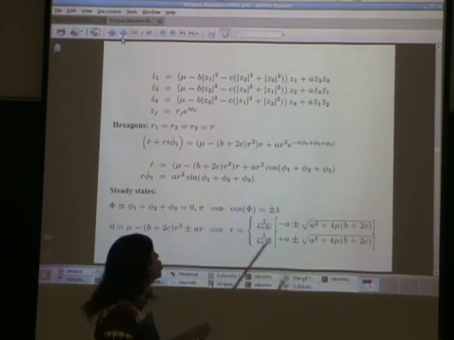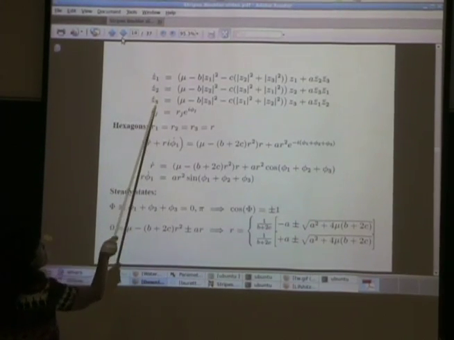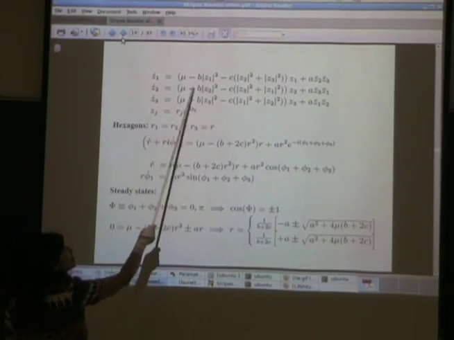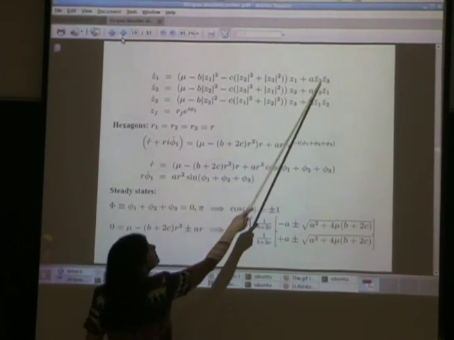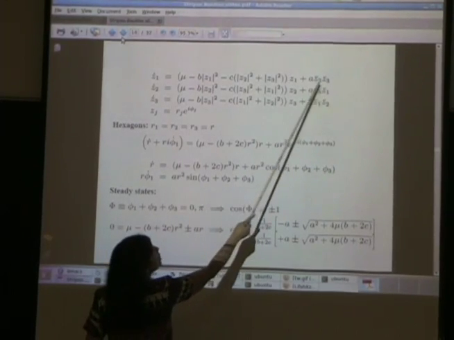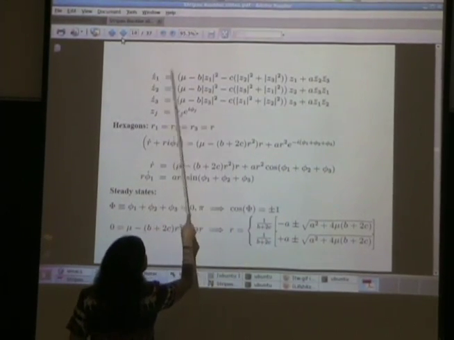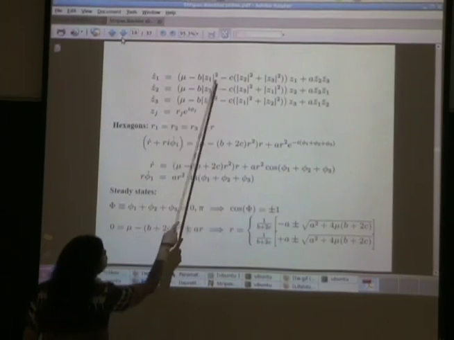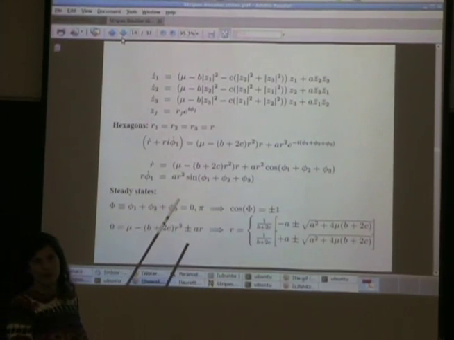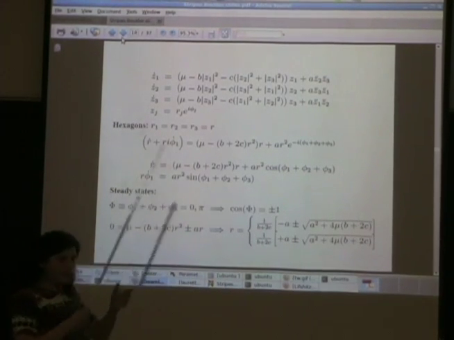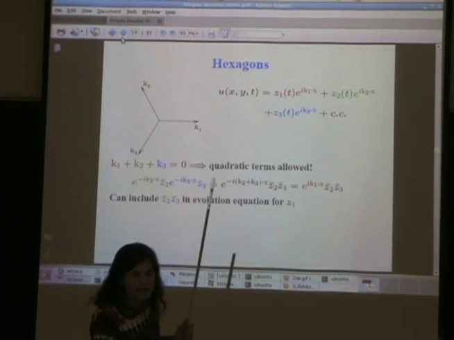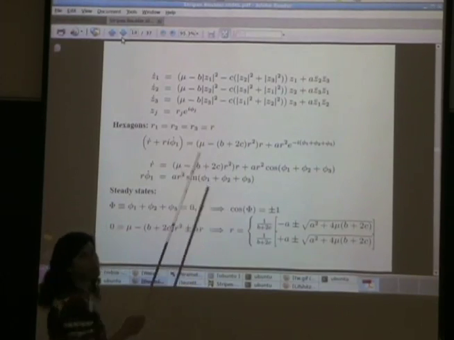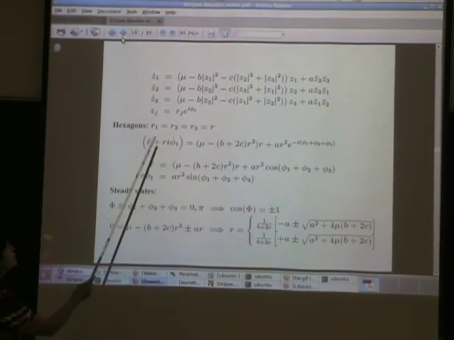So our equations for z1, z2, z3 are all permutations of each other, there's symmetry between 1, 2, and 3. But each one gets to have the quadratic term, which involves the other two guys: z2, z3 in the z1 equation, z3, z1 in the z2 equation. Okay, so from this picture with the vectors, we then get this algebra that allows the quadratic terms. We're getting back to those terms in the Swift-Hohenberg equation.